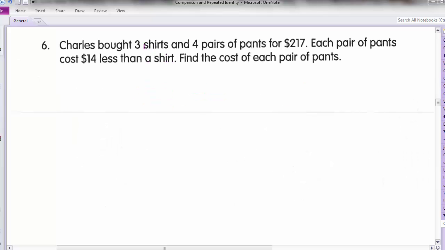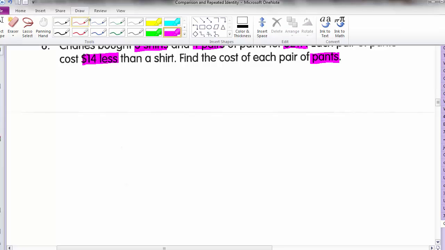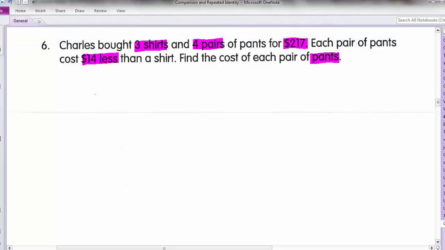Right, question 6. Charles bought 3 shirts and 4 pants. So 3 shirts and 4 pair of pants, 217. Each pair of pants costs $14 less than a shirt. So I want to find the cost of each pair of pants. Okay, so let's do it the same way. So first, let's do the one pants, 1 shirt first. So each pair of pants costs $14 less than a shirt.